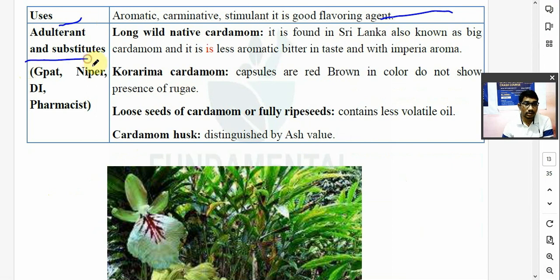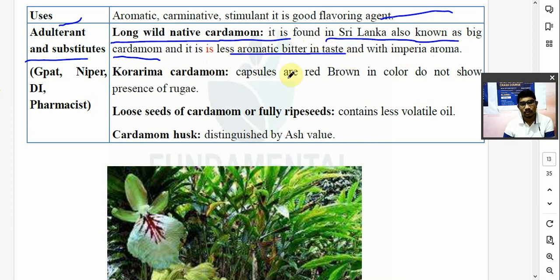Now adulterants and substitutes, that is important. Elettaria cardamom is adulterated with four different varieties. First, the long white native cardamom. Where is it found? It is found in Sri Lanka and is also known as big cardamom. The original drug is small cardamom. It is less aromatic and bitter in taste if you compare with the original drug. So this long white native cardamom is bitter in taste and less aromatic.